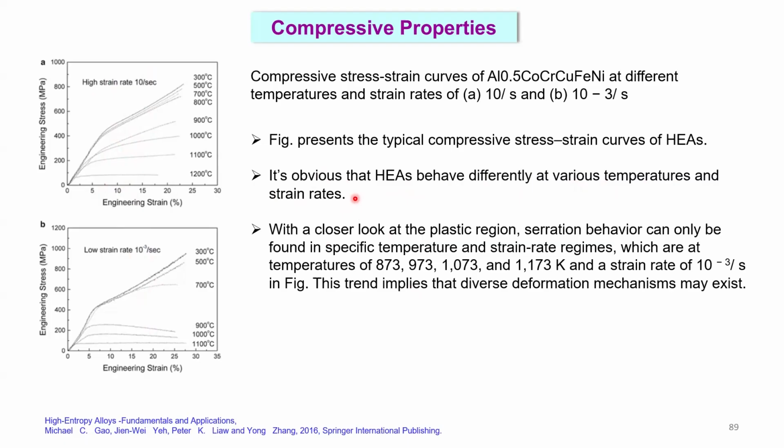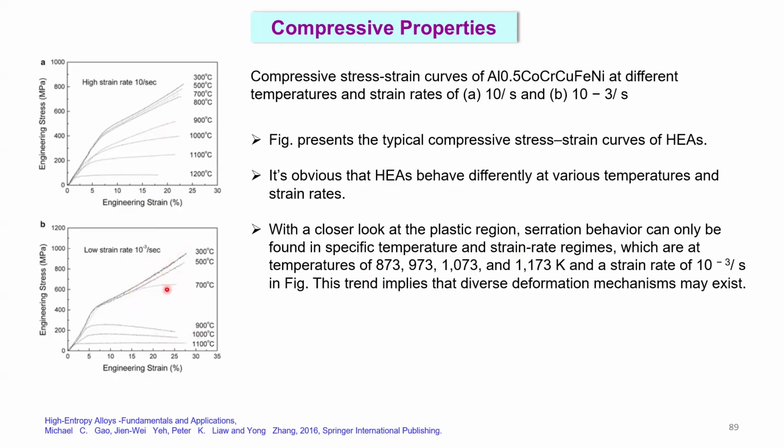Okay. So, if you look at the metallurgical literature, the material behavior at a high temperature is always correlated with the high strain rate. The kind of property you observe at a high strain rate, you will also expect at a high temperature. It's kind of an idea. But here, if you have a close look at the plastic region, that is this region, this is a completely plastic region. A serration behavior can only be found in specific temperatures and strain rate regions. So, the serrations are not found in all temperatures.